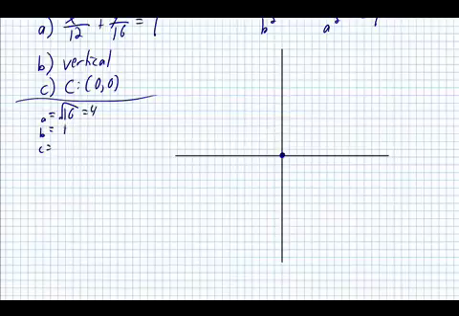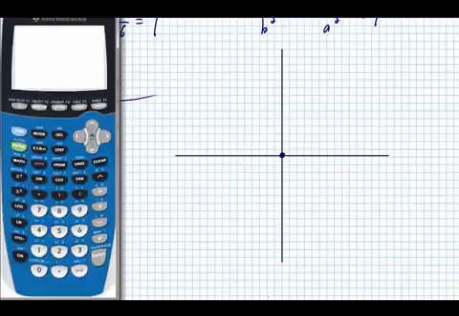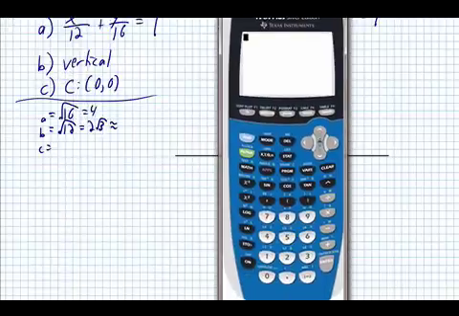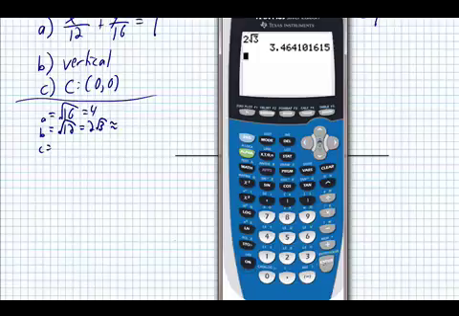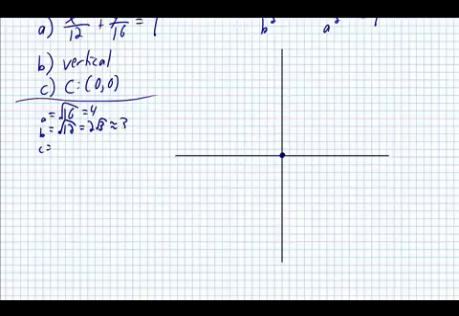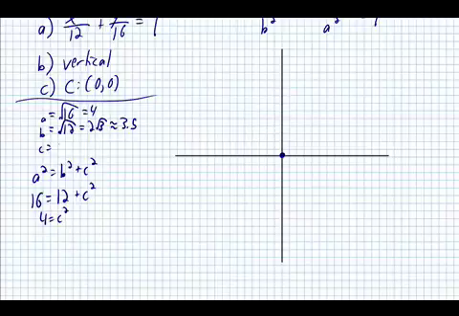Little b is equal to the square root of 12, which is 2 radical 3, but we also want an approximate value. So let's open up the graphing calculator. 2 radical 3 is about 3.5. Little c, we need to use a squared equals b squared plus c squared, which is the equation you use for an ellipse when relating a, b, and c. A squared is 16, b squared is 12, which would make c squared equal to 4, or c equal to 2.